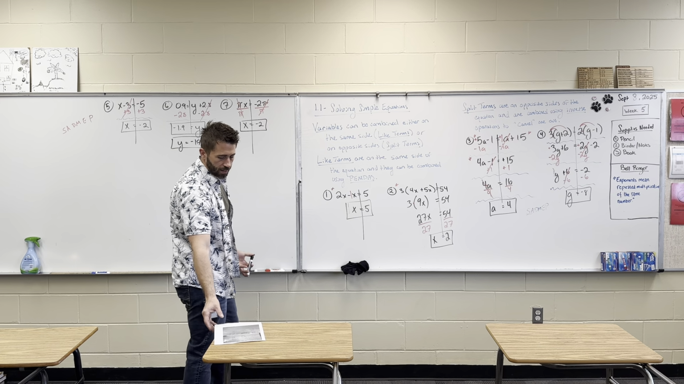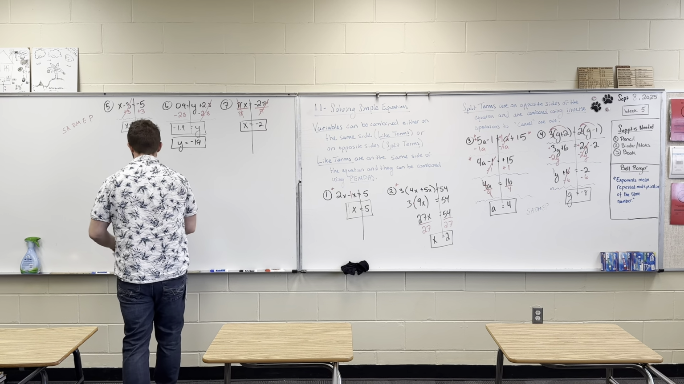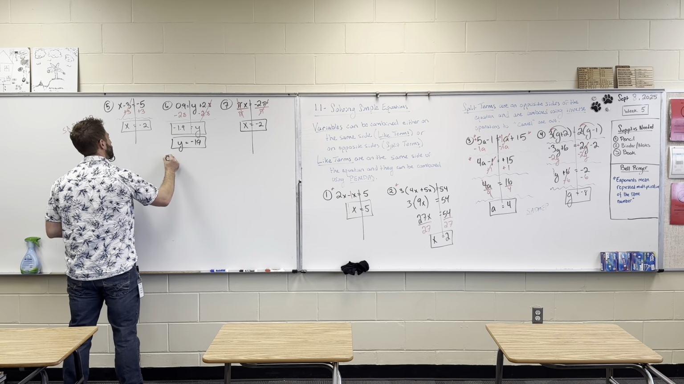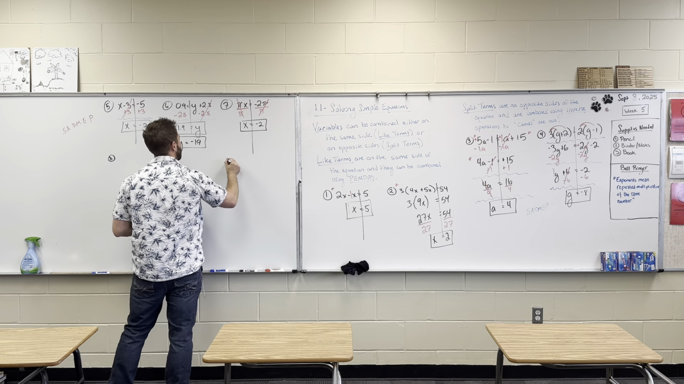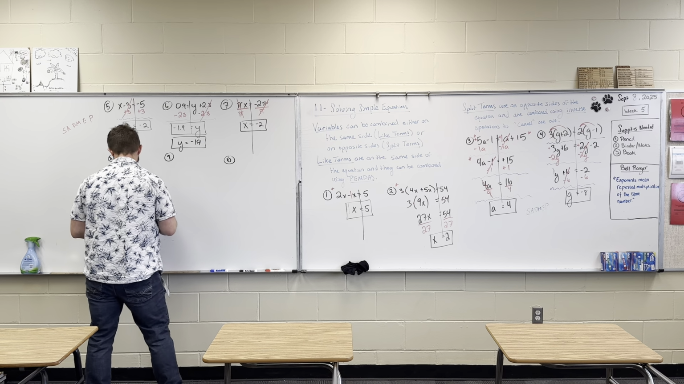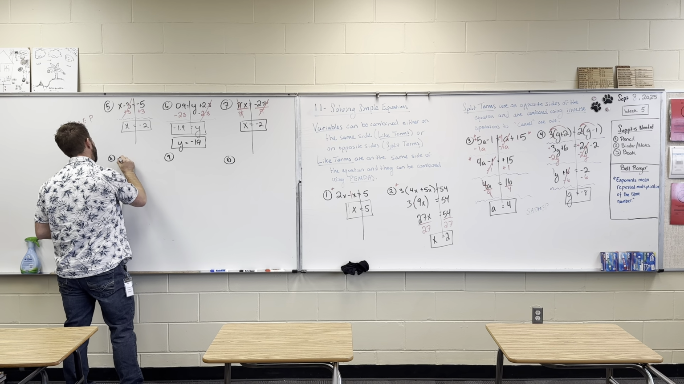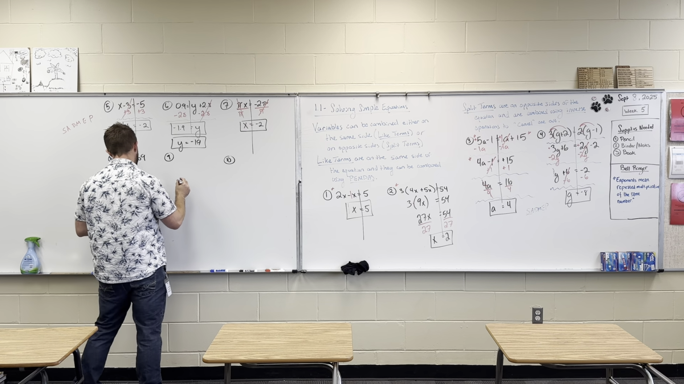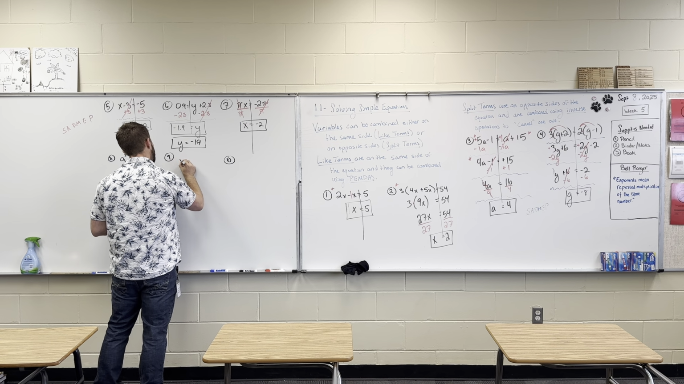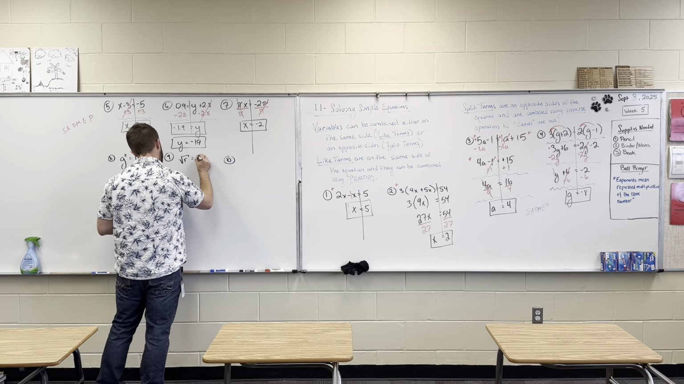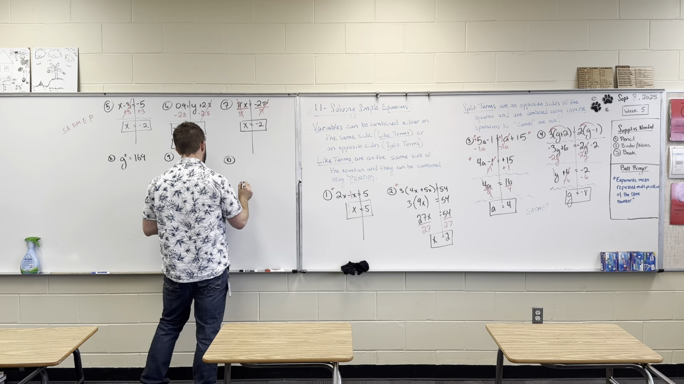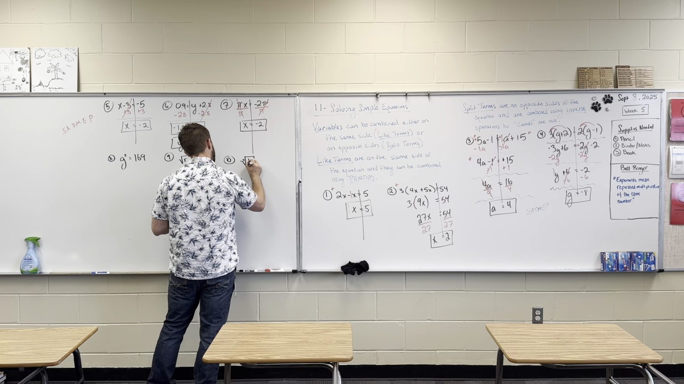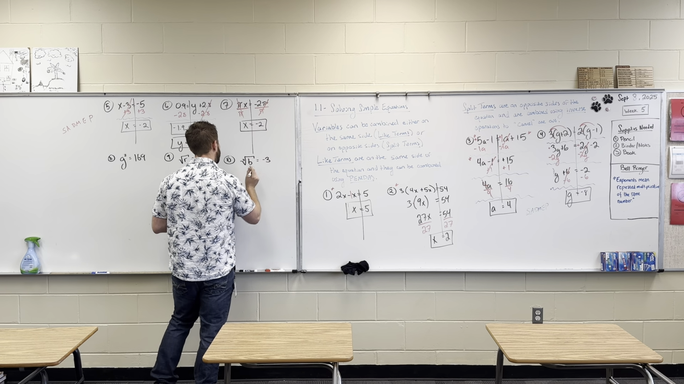Let's do a few more, and then that should be good. So 8, 9, and 10. For number 8, I have g squared equals 169. Number 9, I have the square root of r equals 8. And for number 10, I have this new thing. I have a cube root of b equals negative 3.